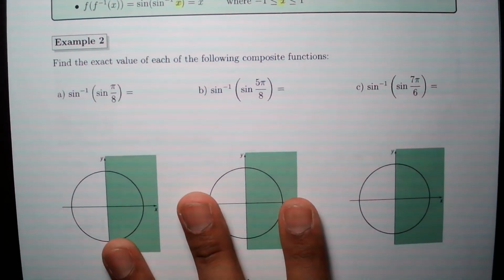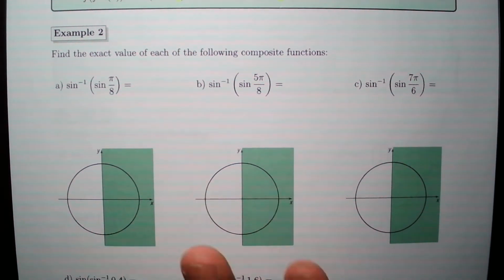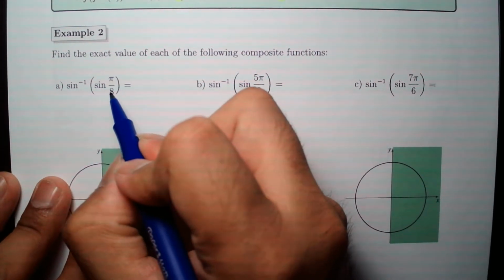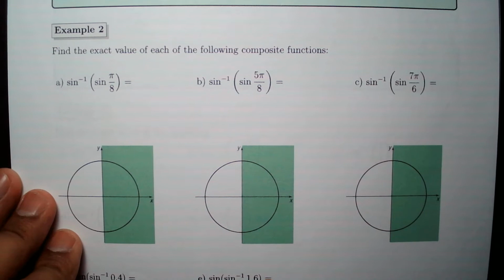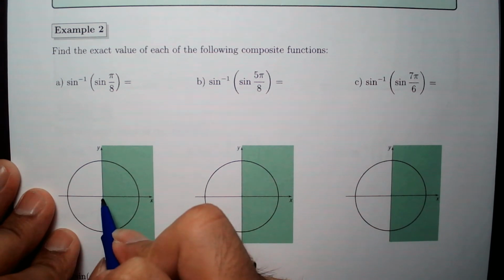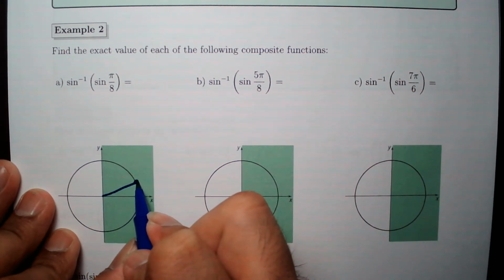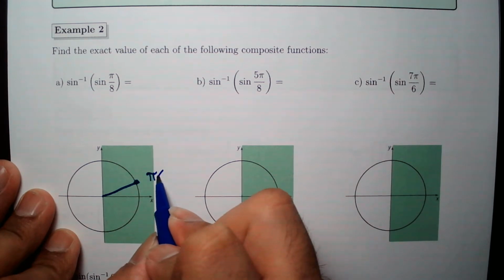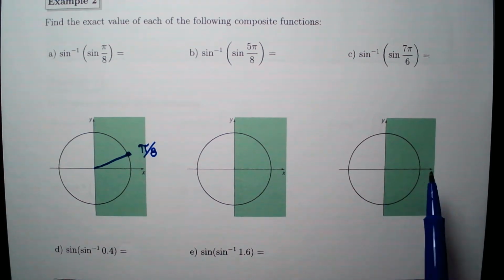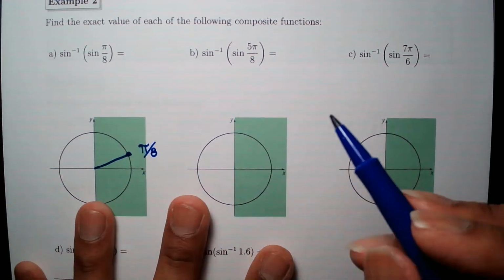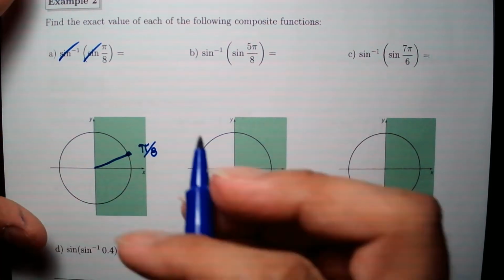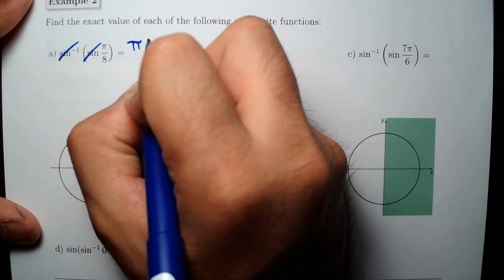All right. Okay, let's find the exact value of each of the following composite functions. Well, number one, pi/8. Where is pi/8? So pi/8 is halfway between 0 and pi/4. So I'm going to say pi/8 is over here. Now notice in this case, I shaded the OK regions in which we can just do boom boom, cancel inverse sine with sine. So in this case, final answer pi over 8.